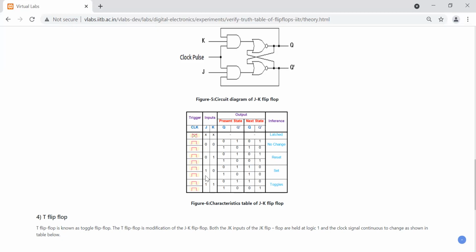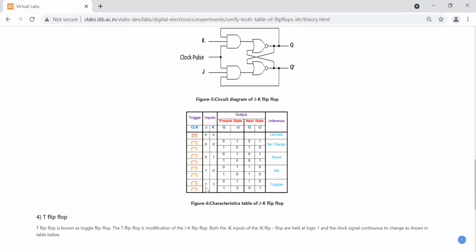In the next states of the inputs, when J is 1 and K is 0 and clock pulse is applied, at that time in the next state output is becoming 1. Whatever is the state of the output in the present state, it will not matter. The output will become 1 in the next state, and it is called the set state of the flip-flop.